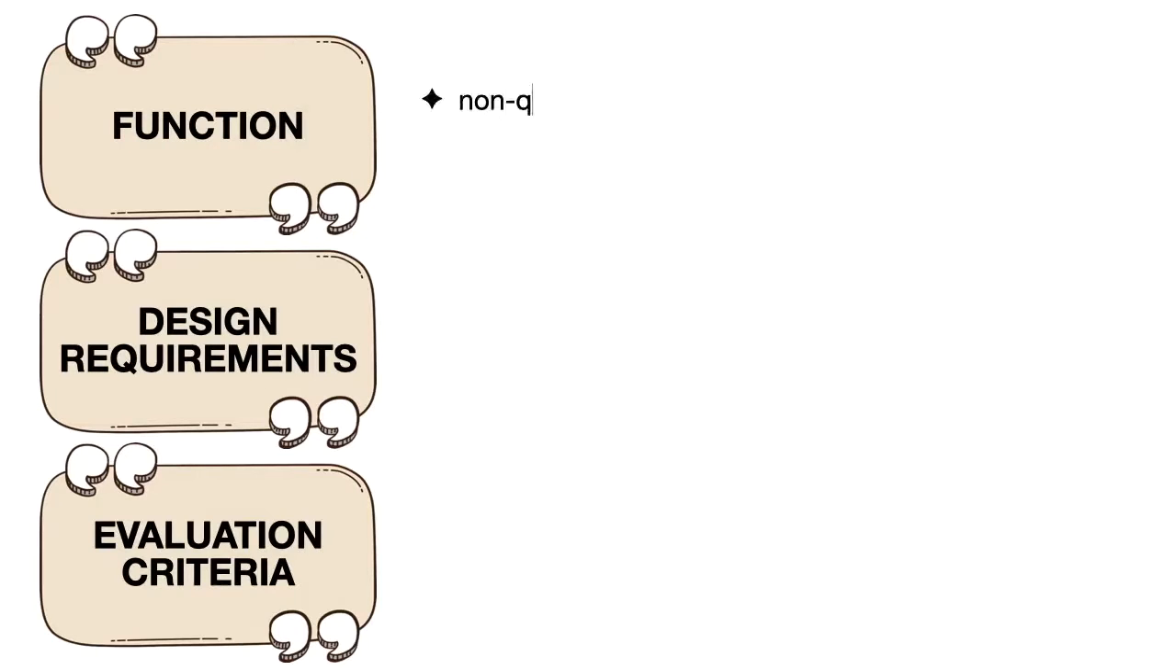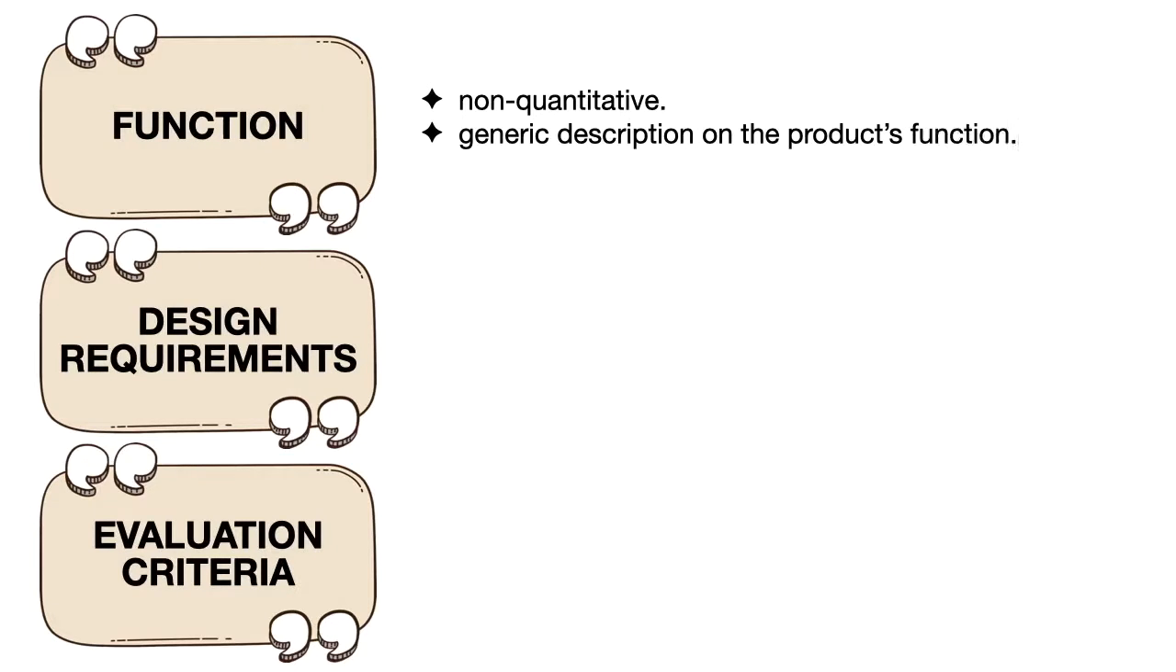When you want to come up with the design of a new device, you have to consider three items. The first one is, what is the function of that device? The second one is, what are the specific design requirements? The third one is, what is the evaluation criteria? So what's the difference between these three items? The function of a device is a non-quantitative description. No numbers, just a very generic description of the product's function. For example, the function of the device is to lift a load, or to transmit power, or to grip material.